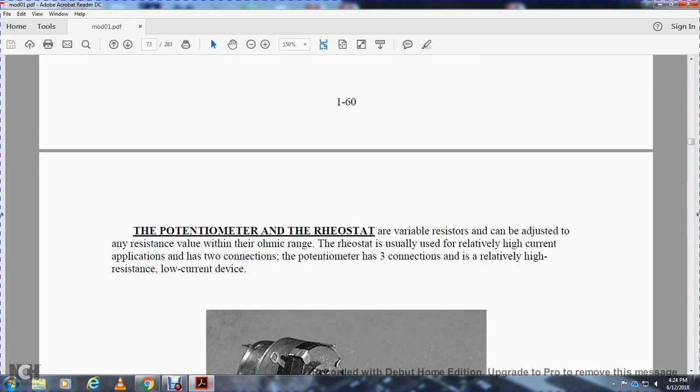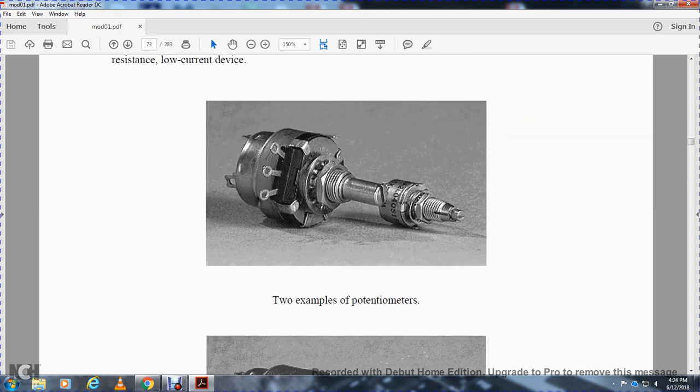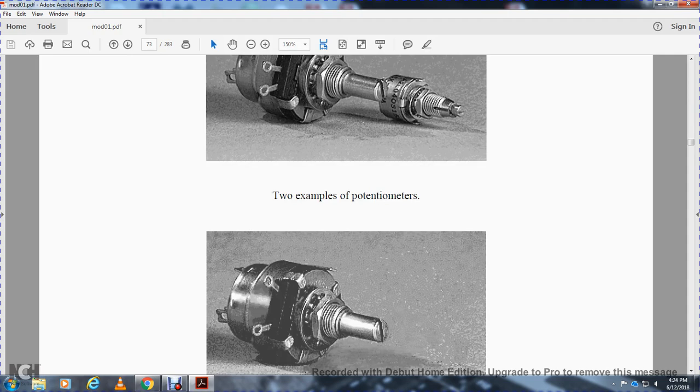The potentiometer and rheostat are variable resistors that can be adjusted within their ohmic range. The rheostat is usually a relatively high current application with two connections. The potentiometer has three connections and is a relatively high resistance, low current device. Here are two examples of potentiometers.